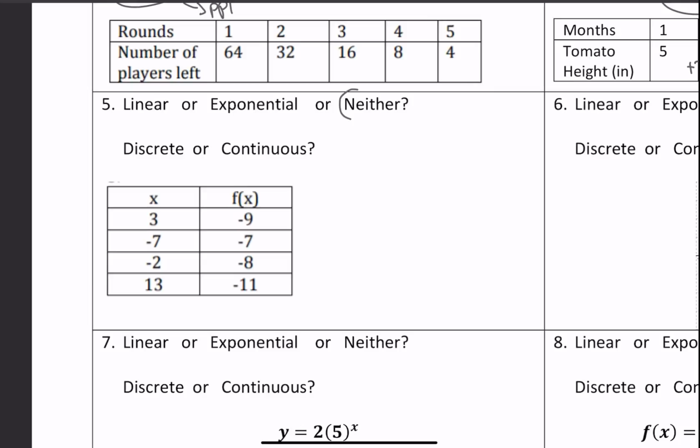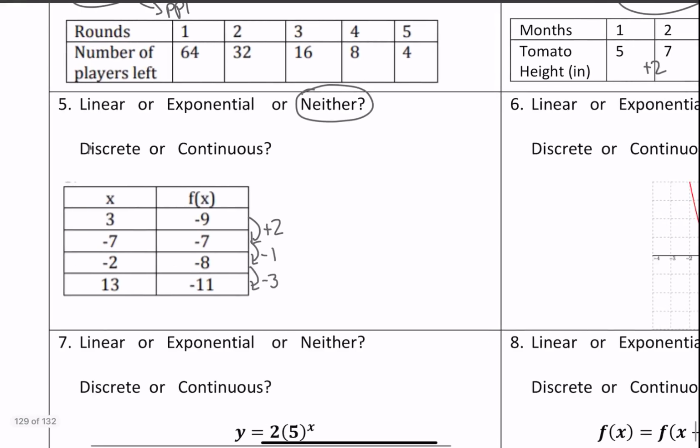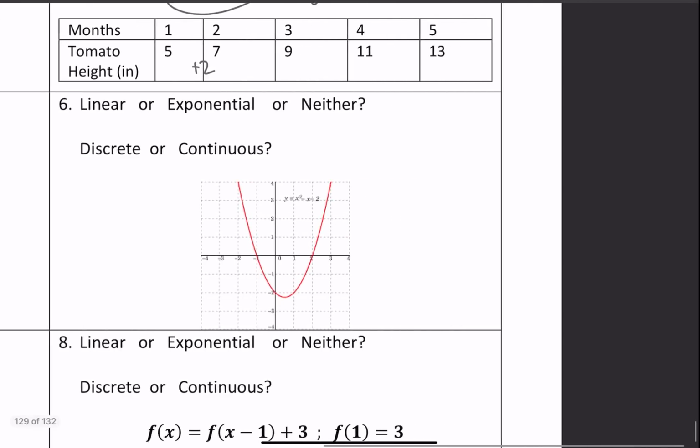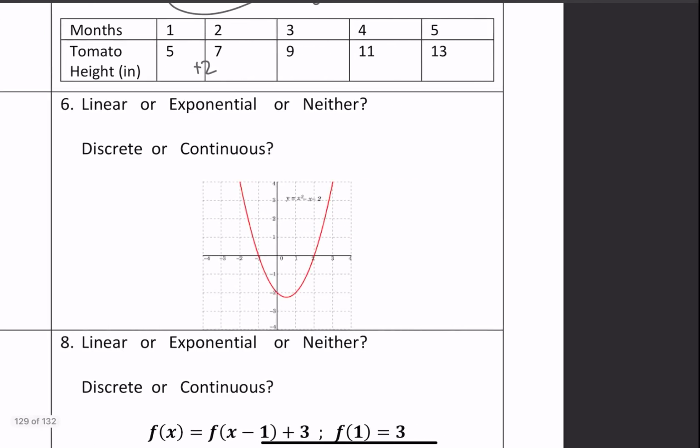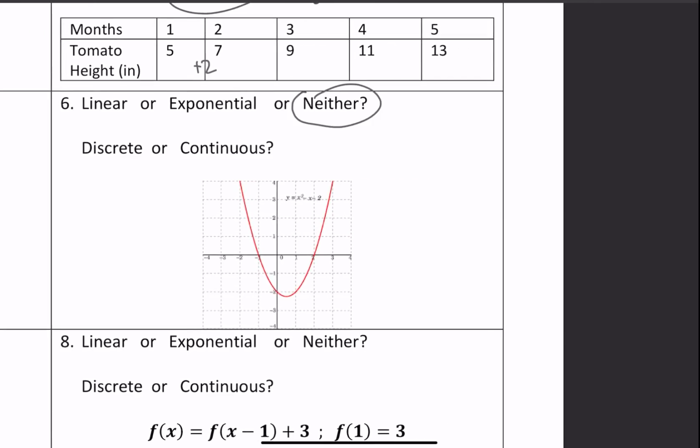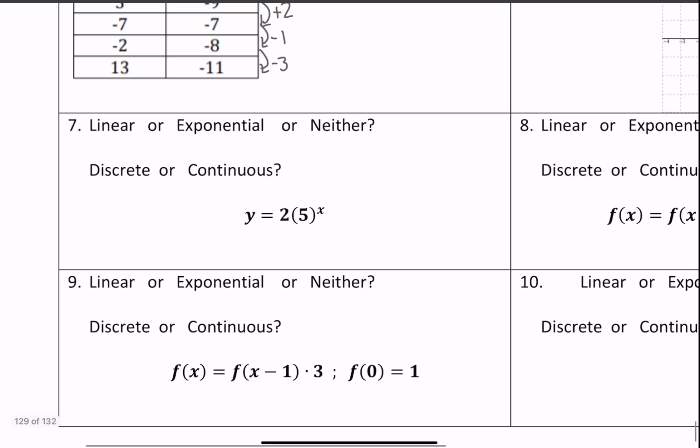Next up, we have to figure out if this is linear, exponential, or discrete. Well, it's going to be neither. Reason being is first we add 2, then we subtract 1, and then we subtract 3. We've never done that, so no, which means we do not care if it's discrete or continuous. Same thing with number 6. This is going to be neither. We've never seen a graph like this before, and we don't care if it's discrete or continuous, although this one would be continuous.